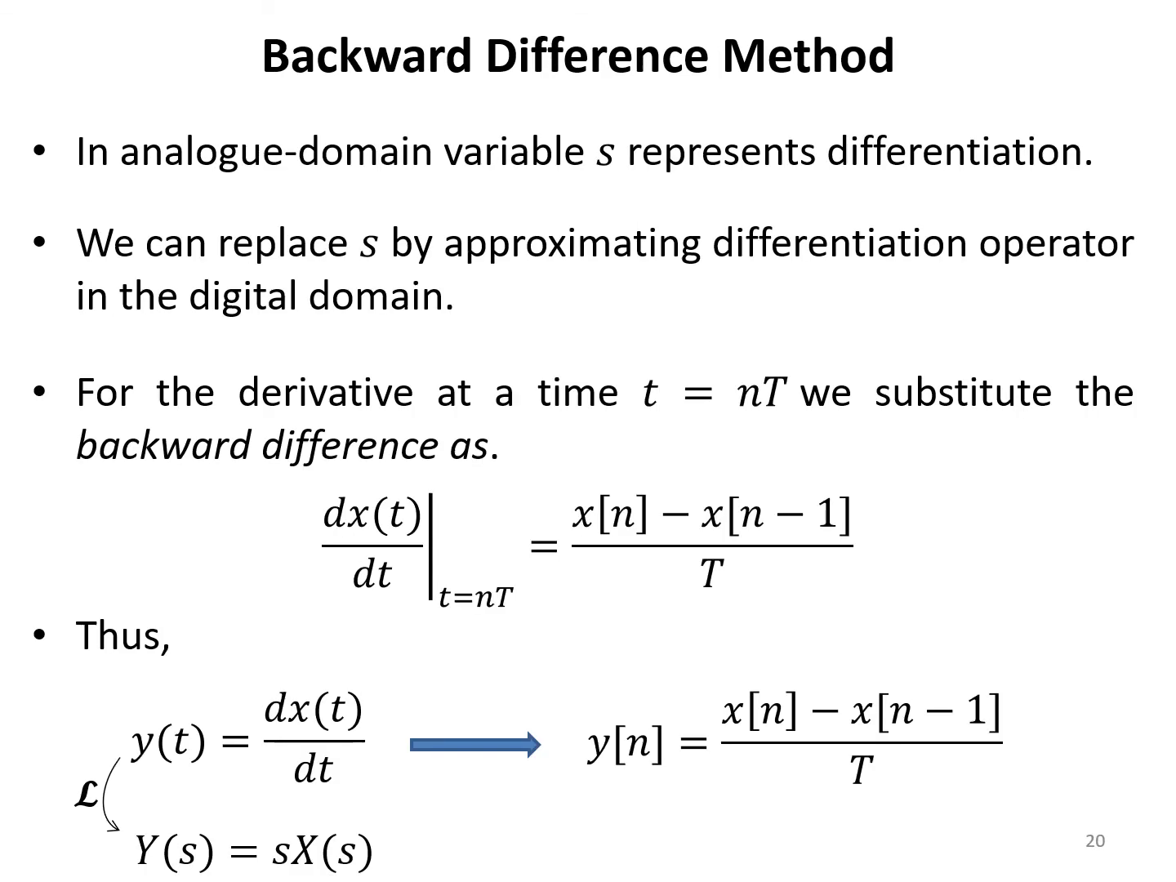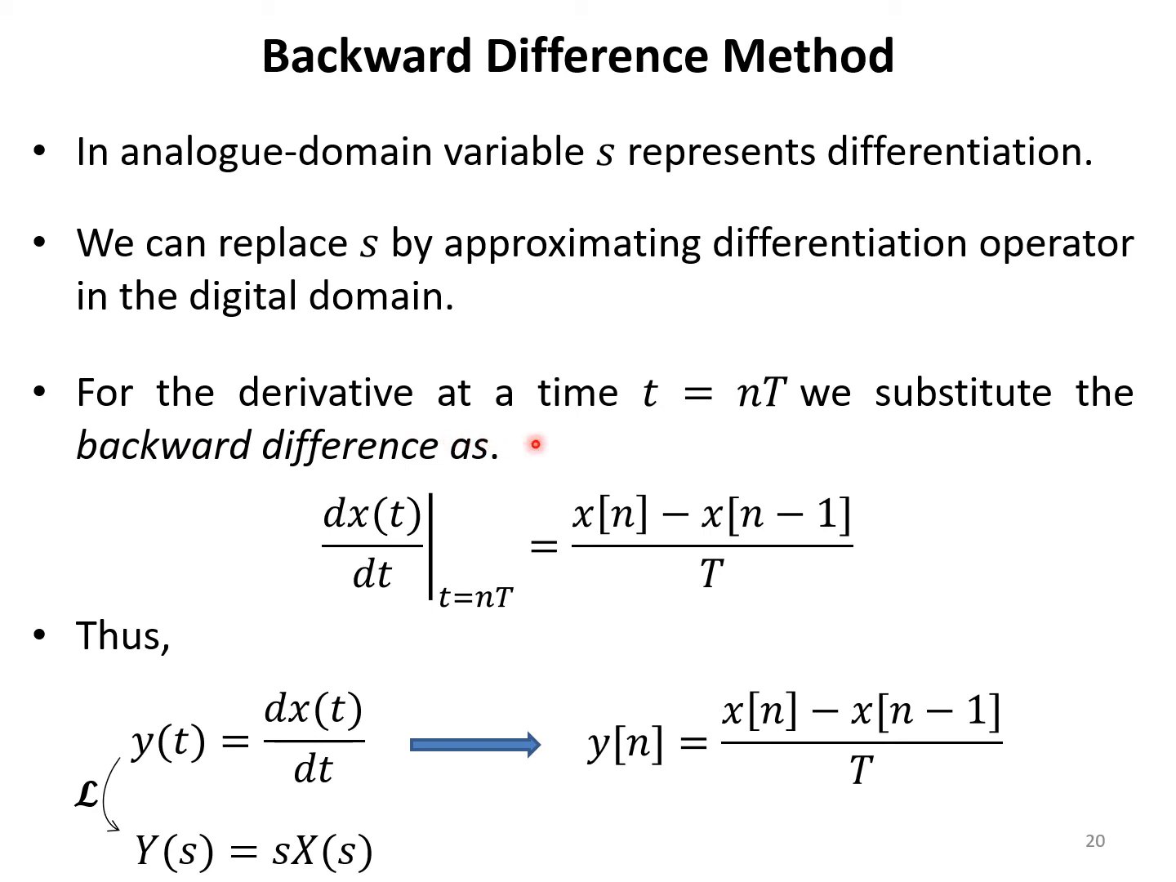The second method, which is called the backward difference method, is also used to convert continuous time or analog filters into digital filters. In the analog domain, the variable s represents differentiation, right? If you remember, d upon dt is basically s in the Laplace domain. So what we do is approximate s by a differentiating operator in the digital domain.